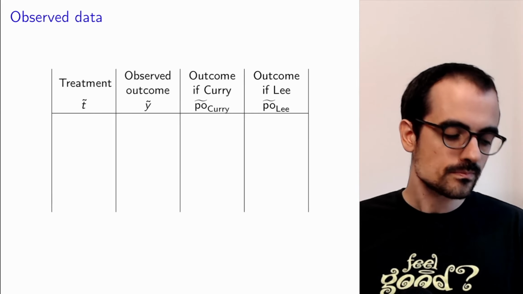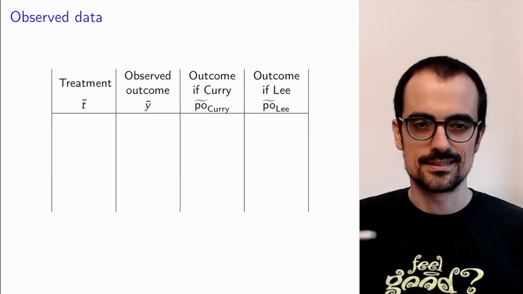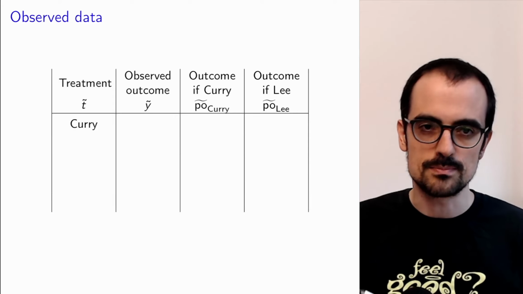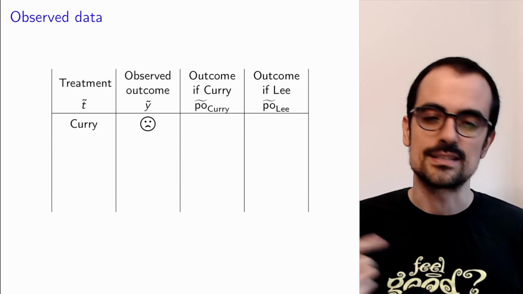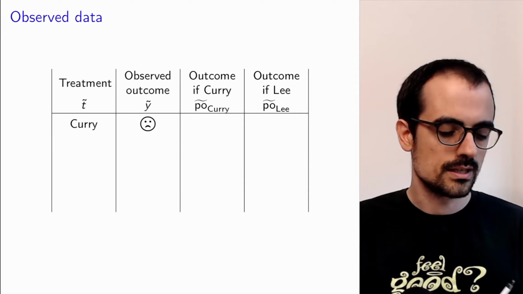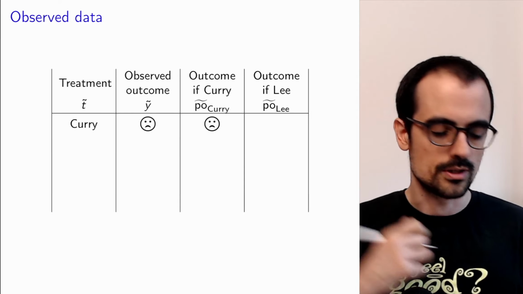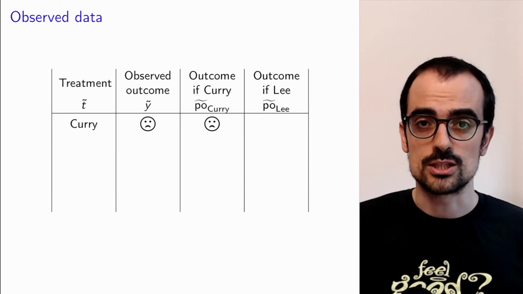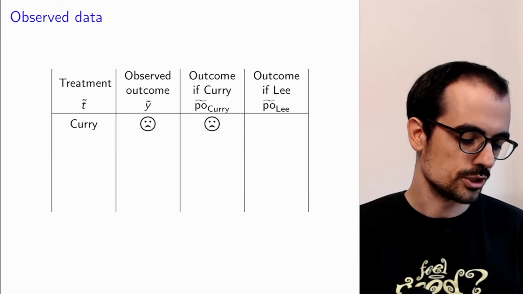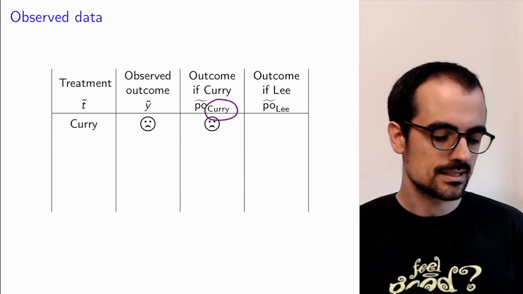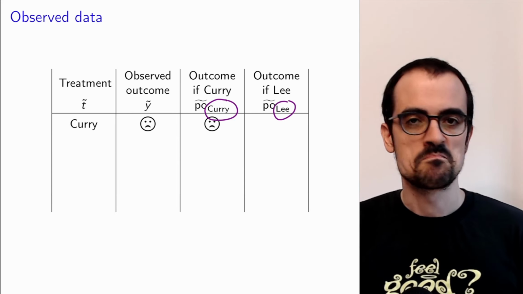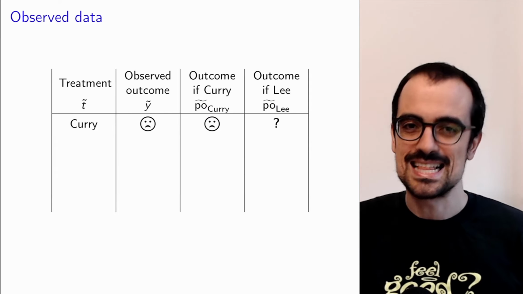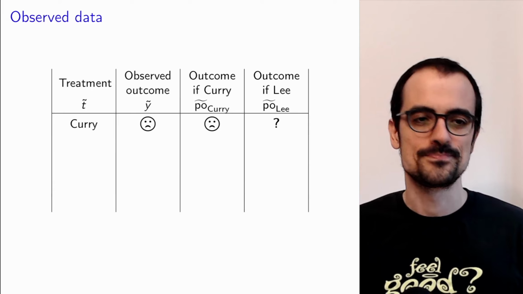What do we see? Well, here we have some columns indicating the treatment. So the treatment tells us that Curry is shooting this particular shot. The observed outcome is that he misses. What does this tell us? It tells us that the potential outcome for that shot is equal to a miss. So this was the potential outcome associated to Curry. What does it tell us about the potential outcome associated to Lee? Nothing. We don't know if Lee would have made that shot or not. And that's the critical challenge here.